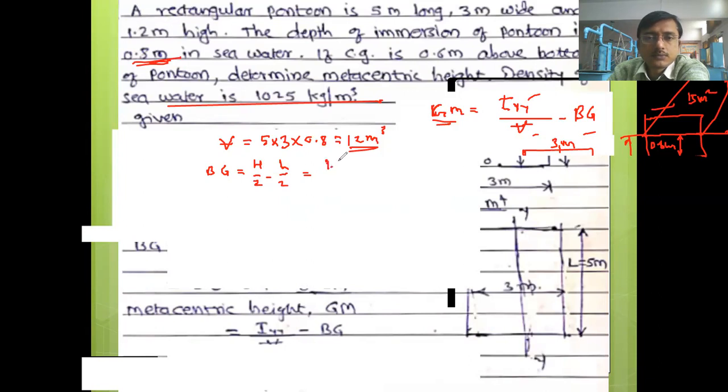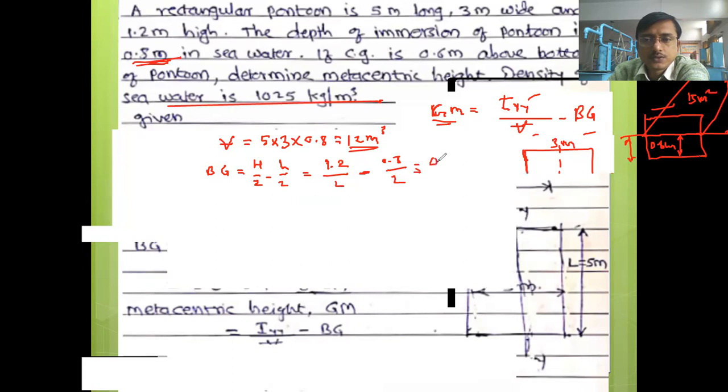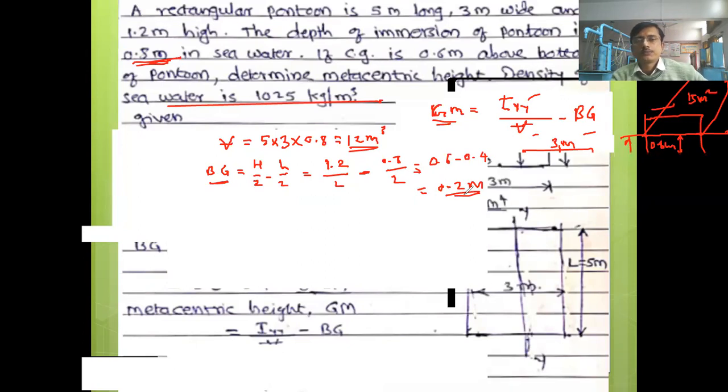Correct. So what is the height of the object? It is 1.2 meter divided by 2 minus what is small h? It is the depth of immersion. It is given 0.8 divided by 2. So here we can simplify it. 0.6 minus 0.4, you will get here 0.2 meter will be the value of BZ. Are you getting my point? How has it come? So yesterday we have written this formula: BZ is equal to capital H by 2 minus small h by 2.